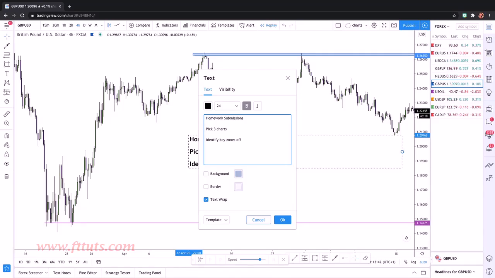It can be off any time frames, to be honest. Let's try and do 1 hour and above.